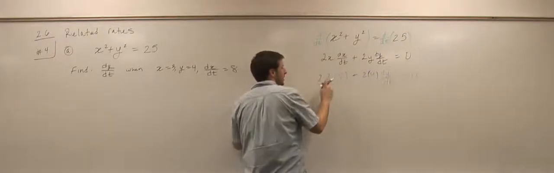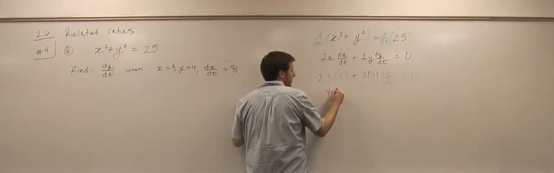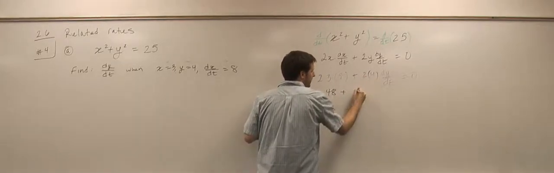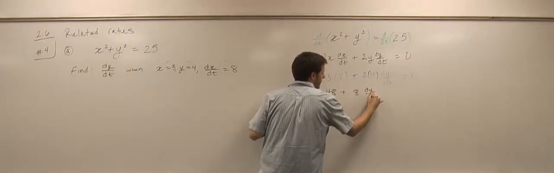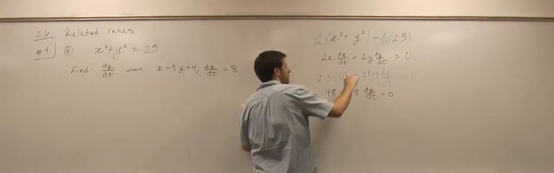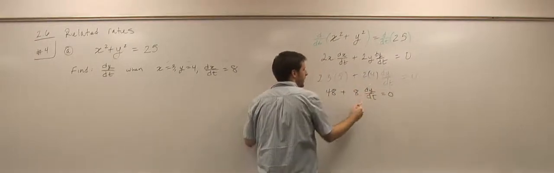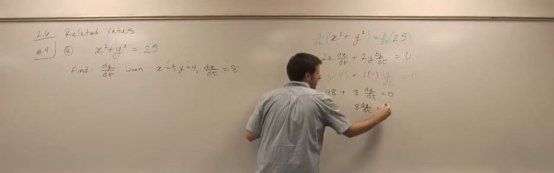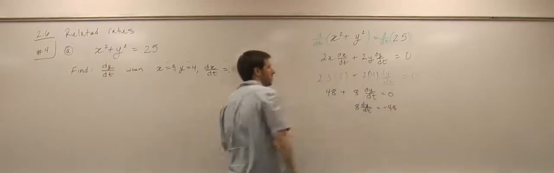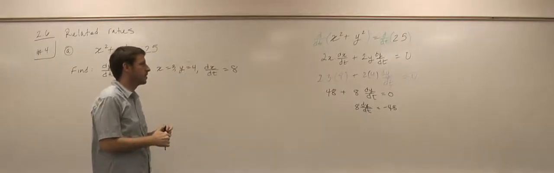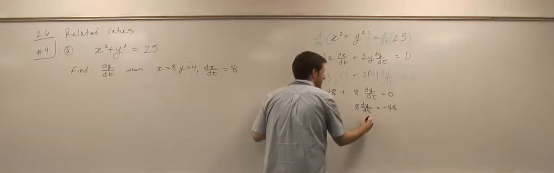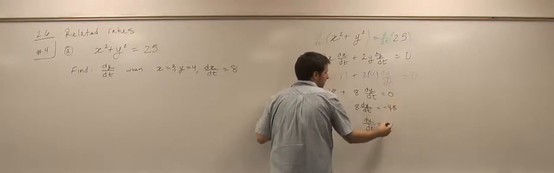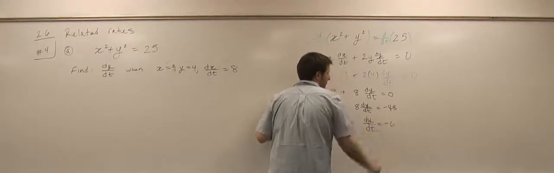Yeah, so let's see here. 2 times 3 is 6, times 8 is 48, plus 2 times 4 is 8, dy/dt equals 0. So move the 48 over and then divide by 8. The algebra part. So if you divide by 8, dy/dt is equal to negative 48 over 8, which is negative 6.